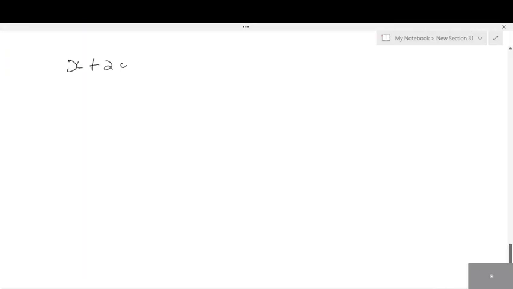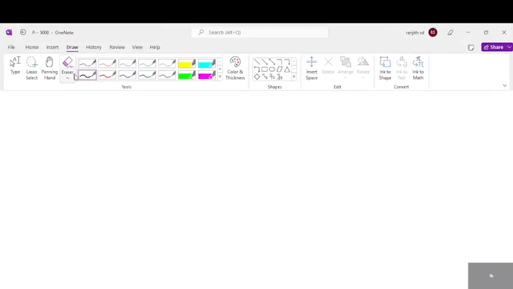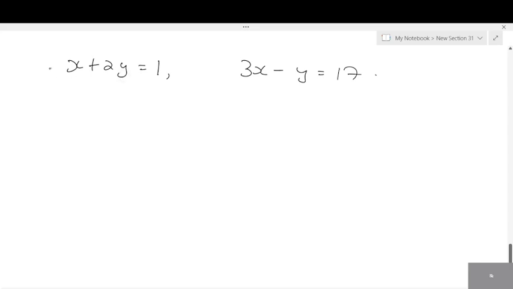So first question, look at the first one, students. x plus 2y is equal to 1. 3x minus y is equal to 17. Take the first equation. All of you should respond. Can you please unmute and respond? Which variable doesn't have a coefficient? x doesn't have a coefficient, so we'll find the value of x.